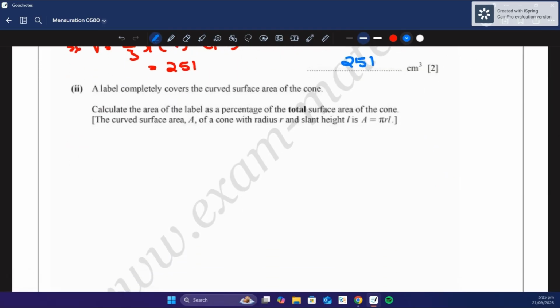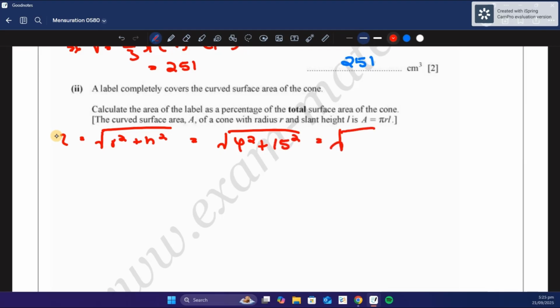Part 2. Calculate the area of the label as a percentage of the total surface area of the cone. Alright, so let's start with the slant height. So this is the root of r squared plus h squared, which would give us 4 squared plus 15 squared, which is root of 241, giving us a final answer of 15.524.